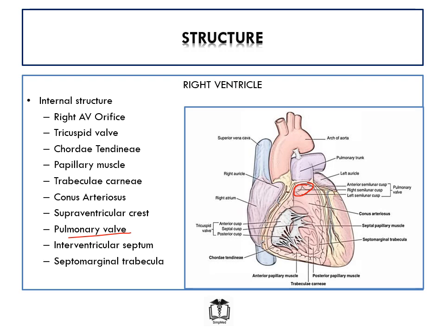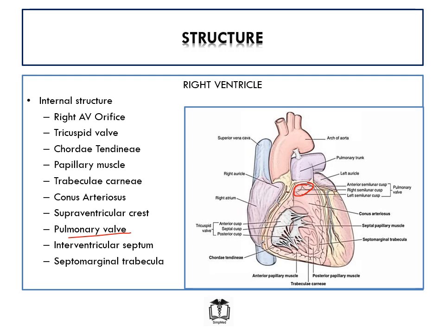Then we have some other structures not necessarily shown in this image. Some of them are shown, like the septomarginal trabecula, and the supraventricular crest is also present. Each of these structures has different functions. The septomarginal trabecula is a curved muscular bundle that traverses the right ventricular chamber from the inferior part of the interventricular septum to the base of the anterior papillary muscle.